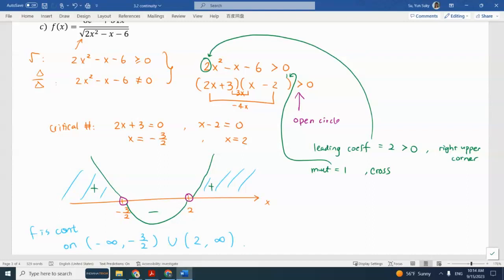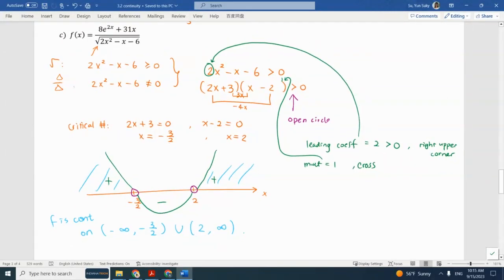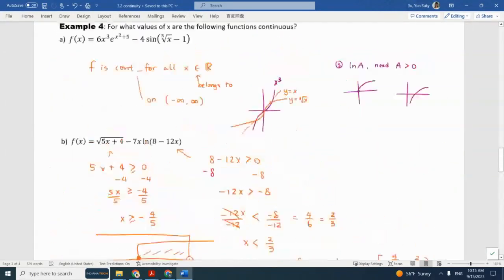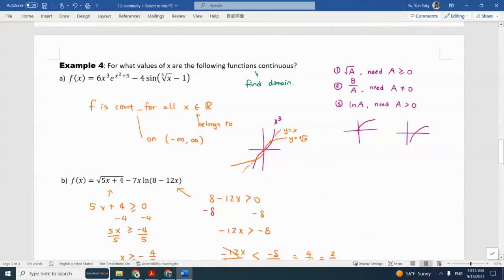Okay, everybody? So to find the intervals where the function is continuous is the same thing as finding its domain. And we know how to find the domain. So that's it for this type of problem. Because we want to find the x such that f of x is continuous. So like the first problem, because you don't see a square root, fraction, or ln, it's just continuous everywhere.